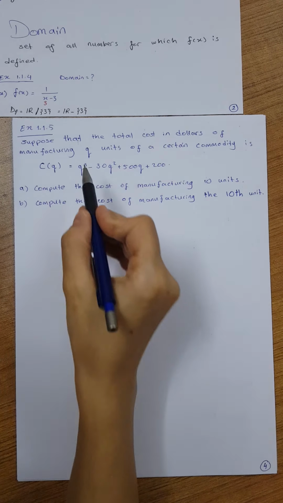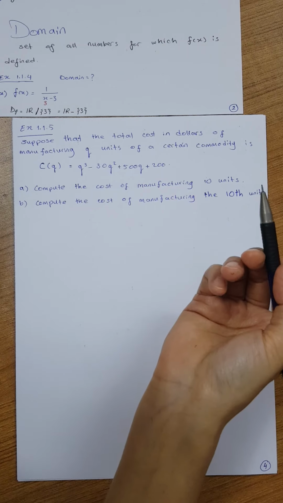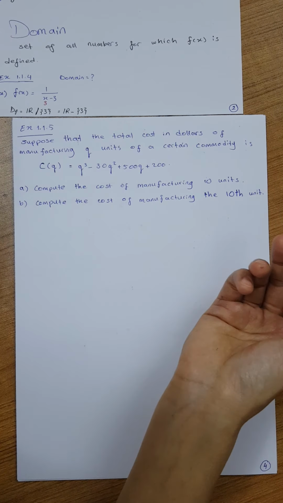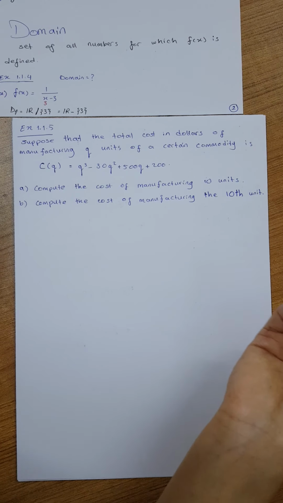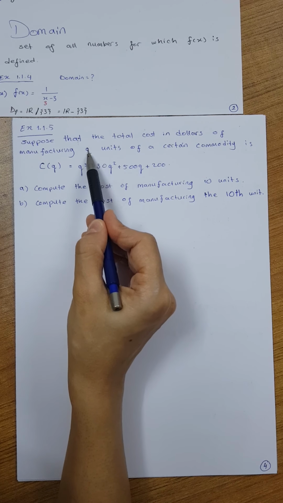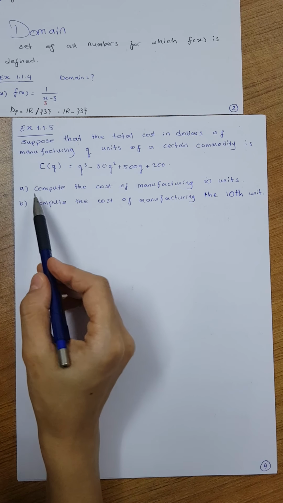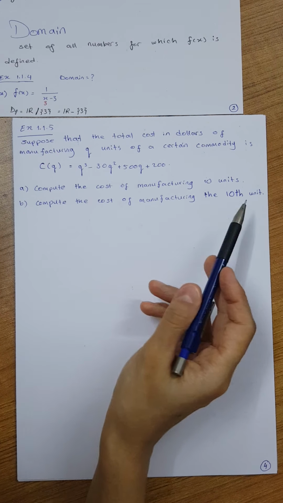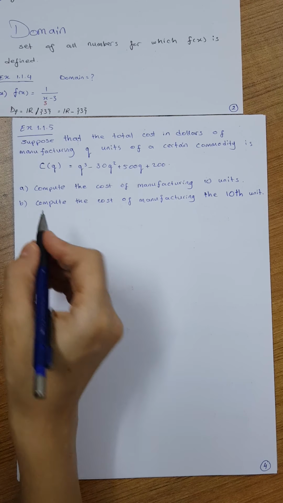Okay, what is Q? Q is the amount of the units. For example, if that manufacturer is manufacturing laptops, Q is the amount of laptops. For example, if 5 laptops are manufactured, instead of Q, I will write 5. Okay, what is required from us? It says compute the cost of manufacturing 10 units. So I have got 10 units.